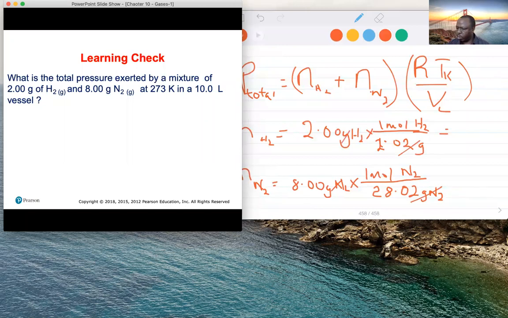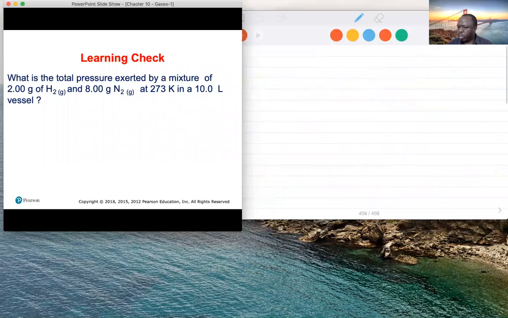I need to find the number of moles. So this is 2 divided by 2.02. I get 0.99. That's the number of moles for hydrogen gas. For nitrogen gas, 8 divided by 28.02, I get 0.29. So if I want to find the total, 0.99 plus 0.29 gives my total number of moles.